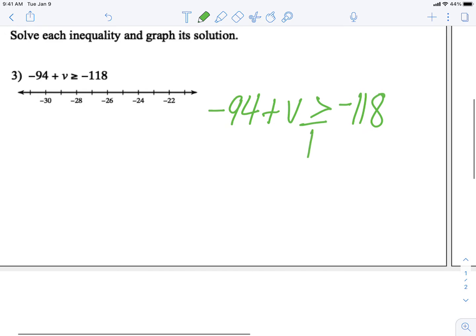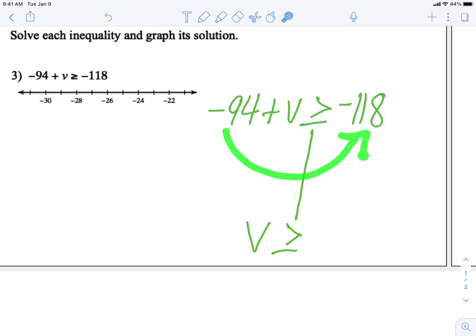Always start with drawing my line of separation and drawing my arrow. So my V is what's going to come down here, right? My V. So I'm going to say V. That means that my negative 94 needs to go over to the right and become a positive 94. So I'm going to cross out negative 94 and I'm going to say plus 94.